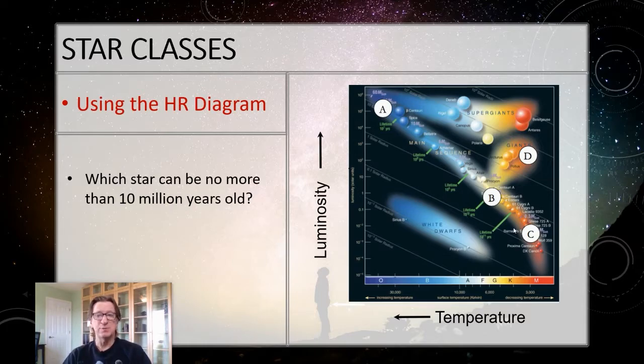Now, it is possible that star B or star C is a new star, and it might be less than 10 million years. It's just going to live for a whole lot longer after that. But star A cannot be more than 10 million years. And we're going to use that later on in the course. Okay, so do you see why?